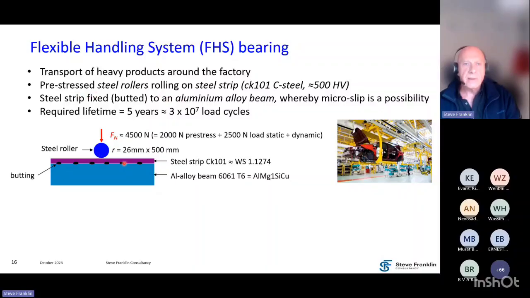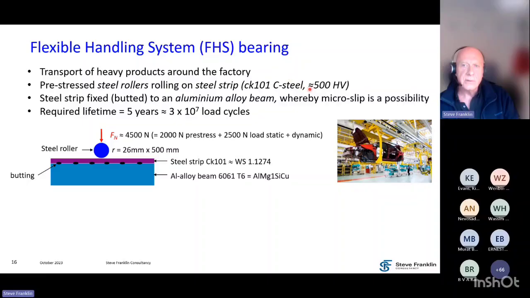So what we have here are some steel rollers, 26 millimeters by 500 millimeters. So it's a roller with a larger radius in one direction than the other direction. That means it's an elliptical contact area. These steel rollers are pre-stressed to give them less vibration when you're rolling along the steel strip that they are rolling along.